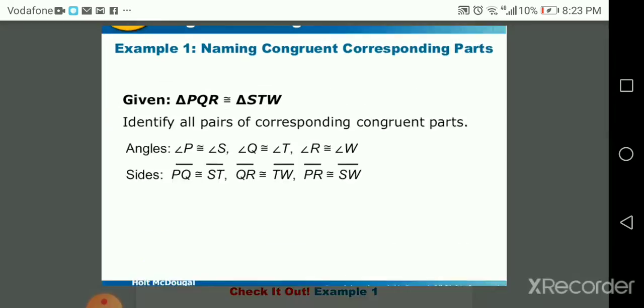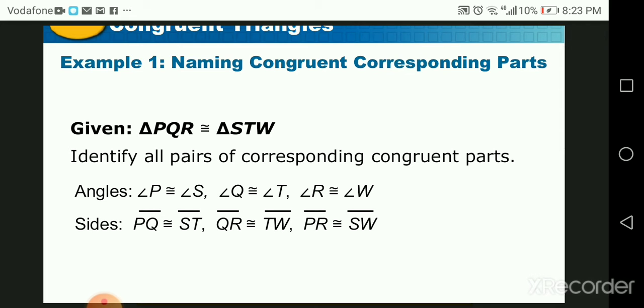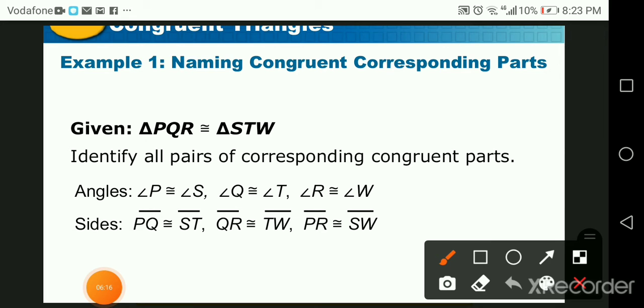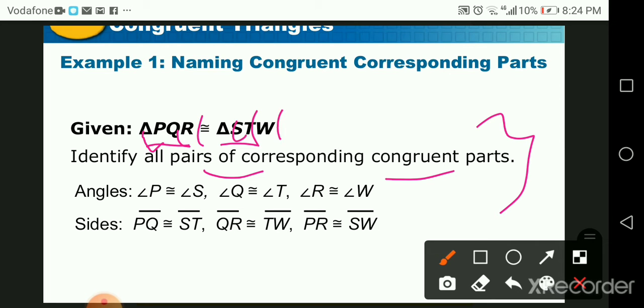Example 1, naming congruent corresponding parts. It's given that triangle PQR is congruent to triangle STW. Identify all pairs of corresponding congruent parts. This is important and it's easy too. So I can say angle P is congruent to angle S. Angle Q is congruent to angle T. Angle R is congruent to angle W, right? And what else can I say? Segment PQ is congruent to segment ST. And segment QR is congruent to segment TW.